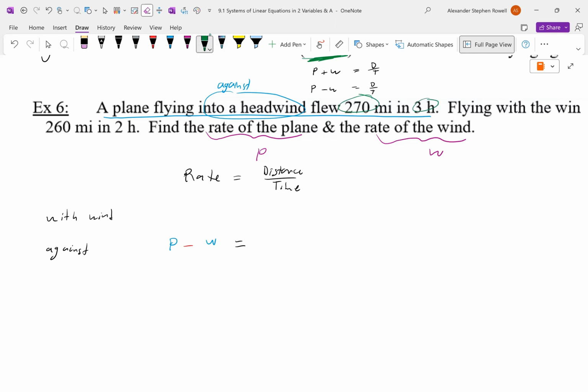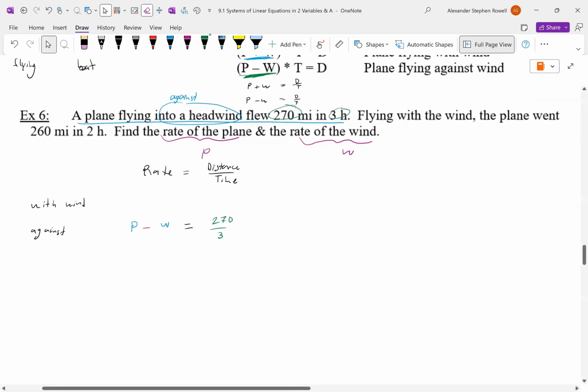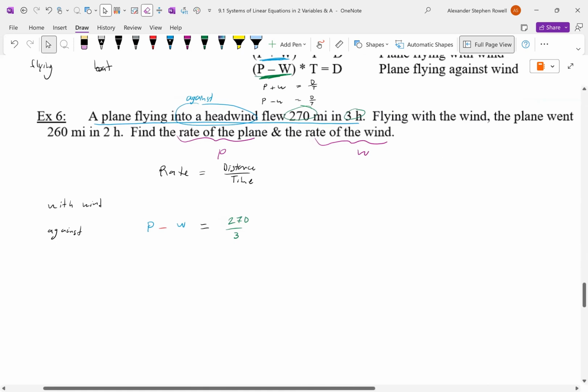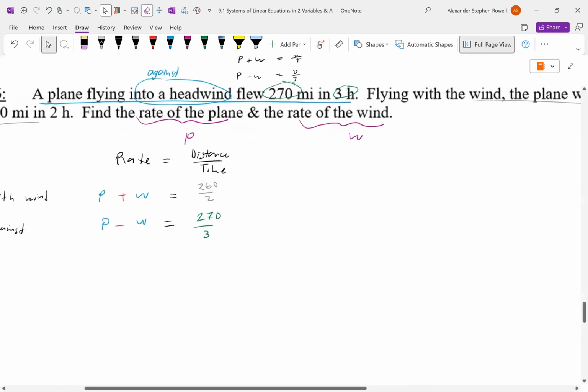270 miles in 3 hours. 270 over 3. So the next sentence says when we're going with the wind, so in that case, it would be P plus W is equal to, very good, 260 miles in 2 hours. Let's go ahead and simplify this a little bit. P plus W is equal to 130.